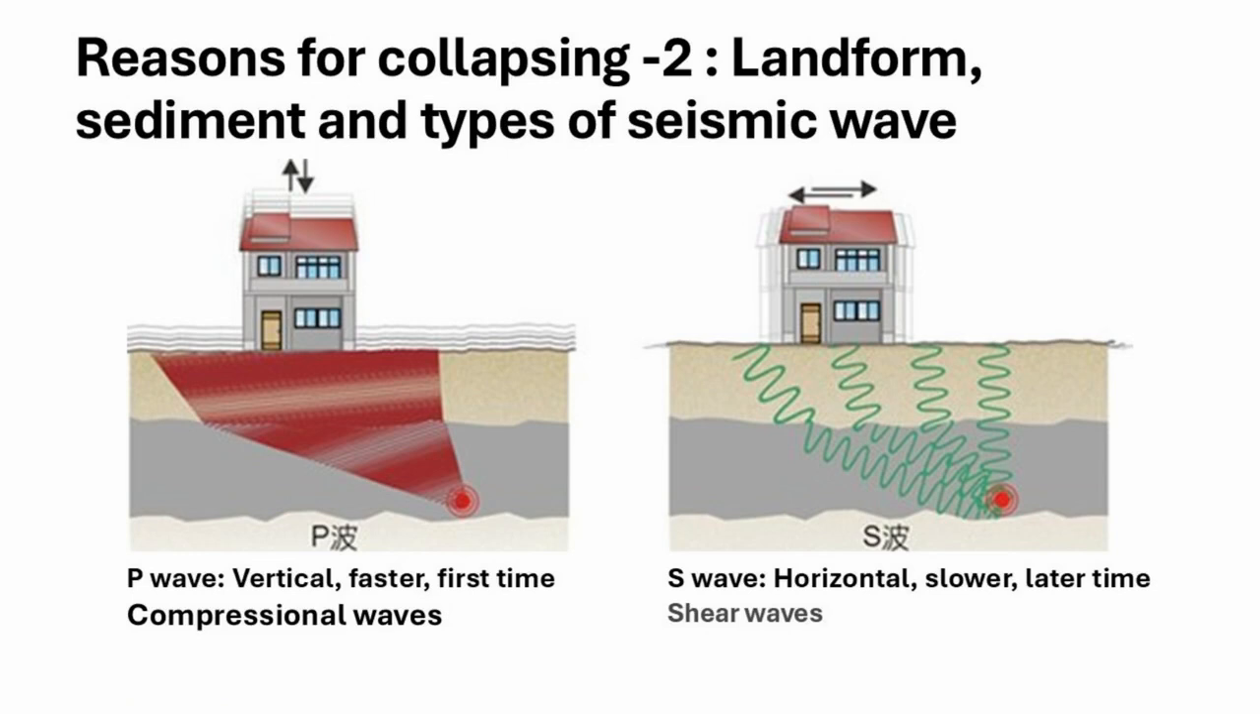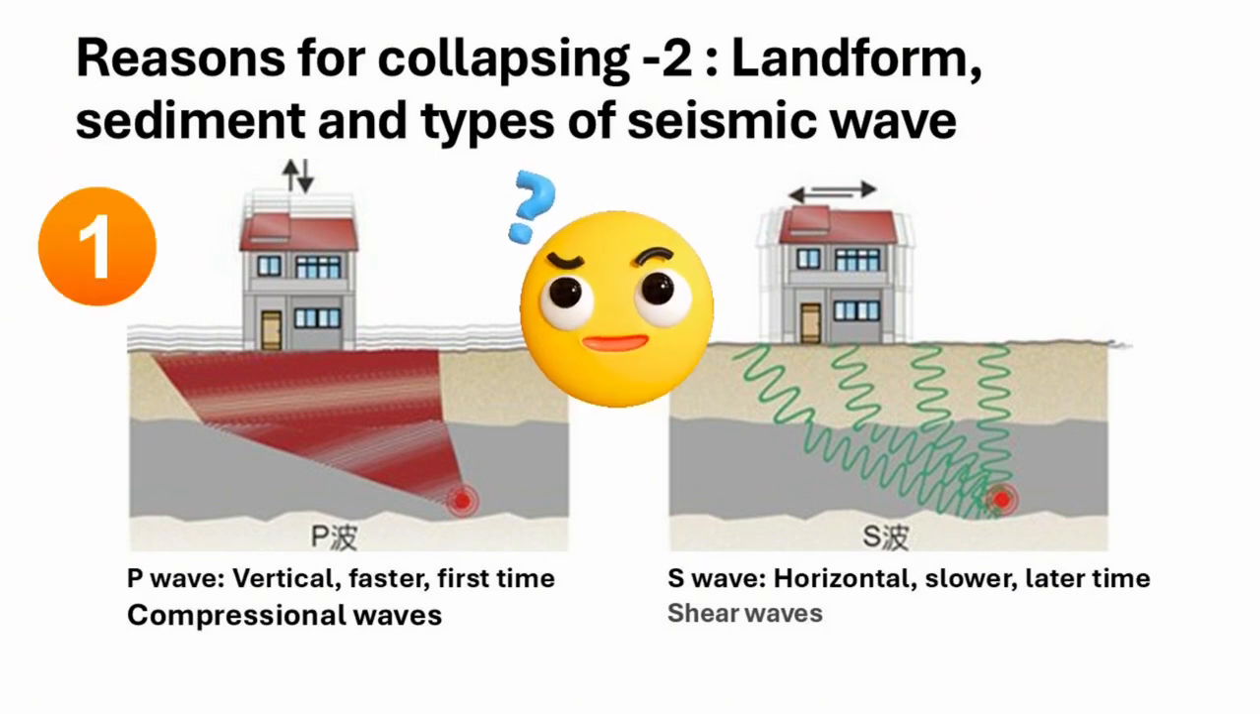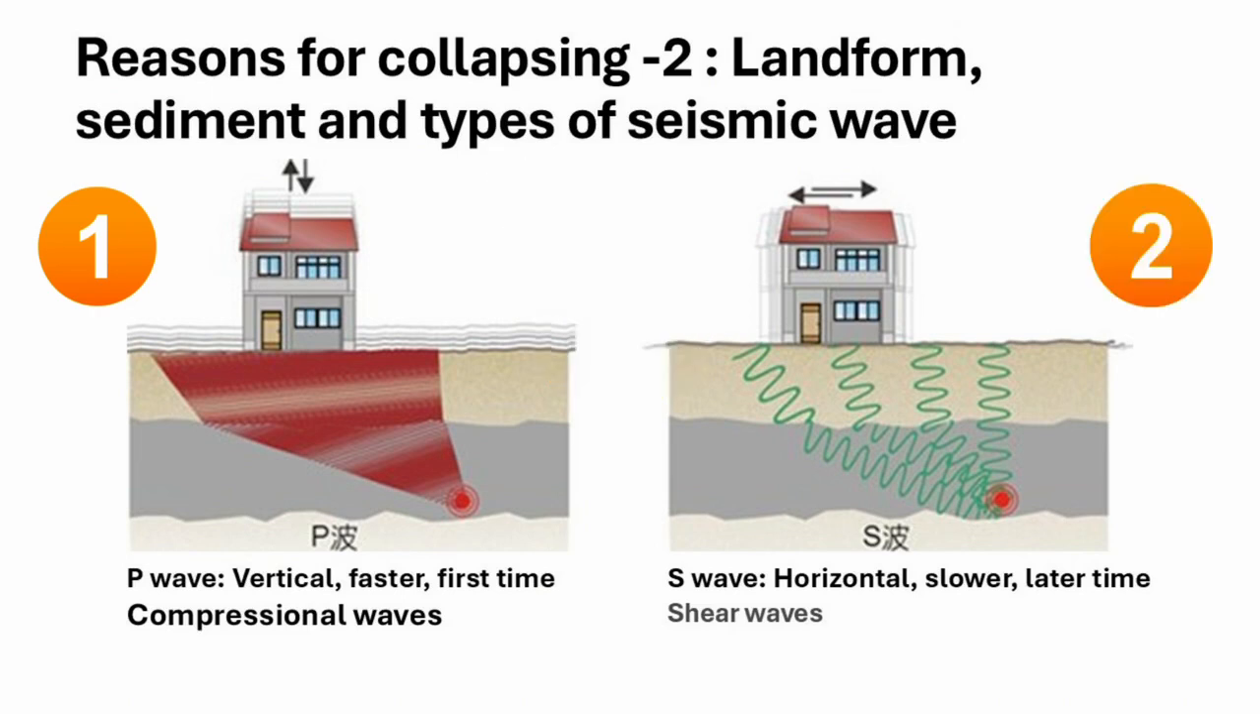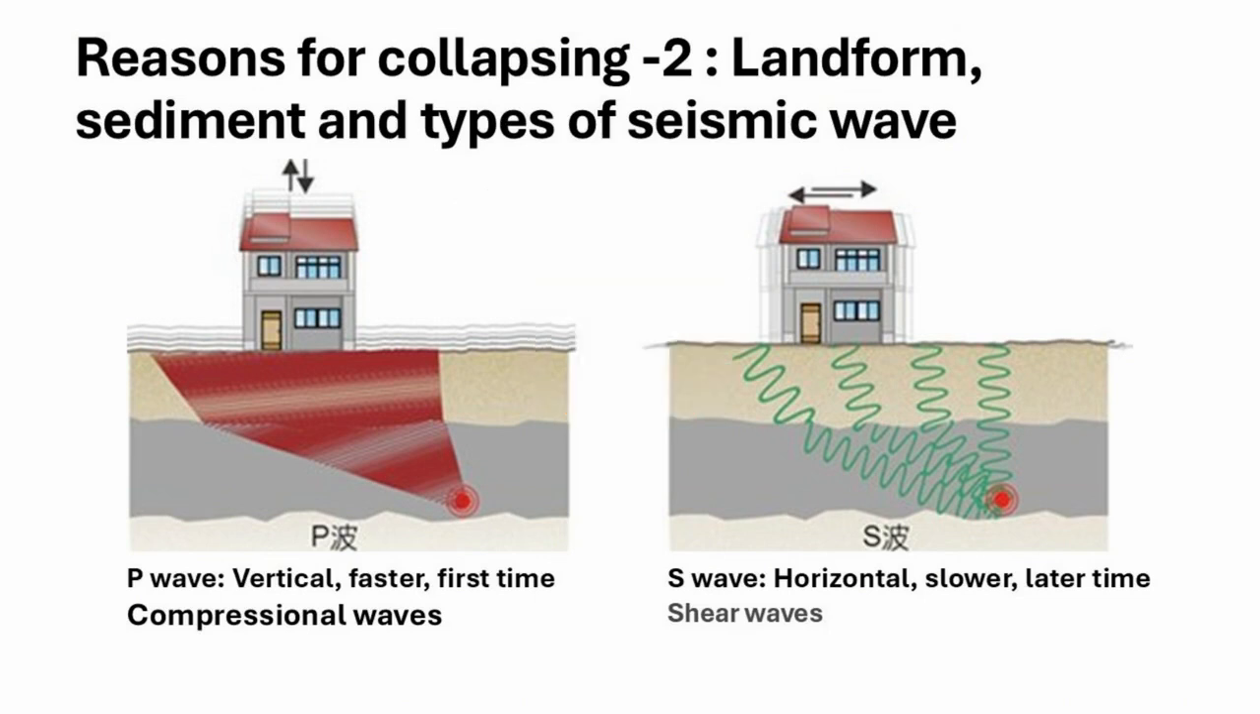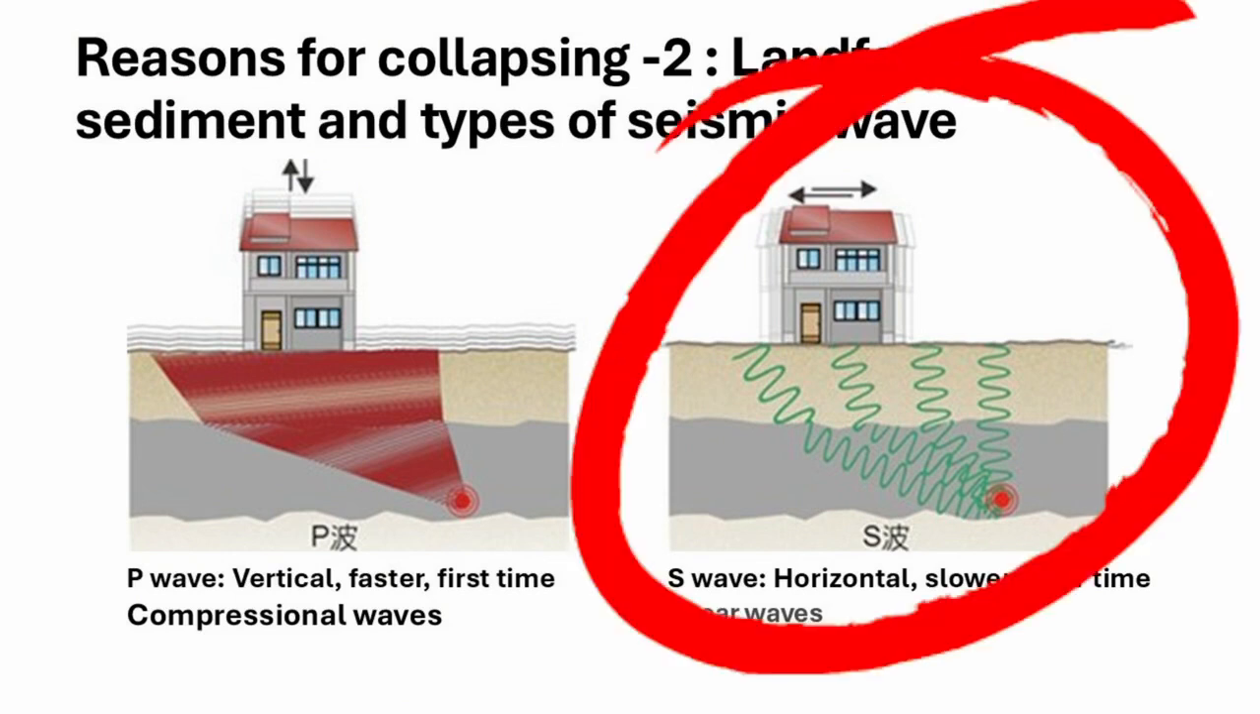Okay, I put up the most straightforward and easy-to-understand graph. Which one is more dangerous? Is it the first type or the second type? I believe everyone born in Taiwan should know, because when the S wave happens, you should run as quickly as possible.